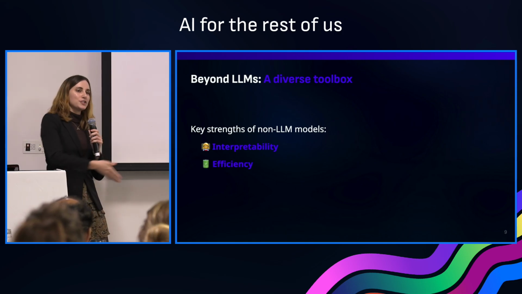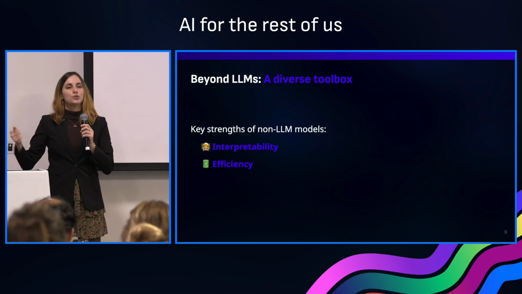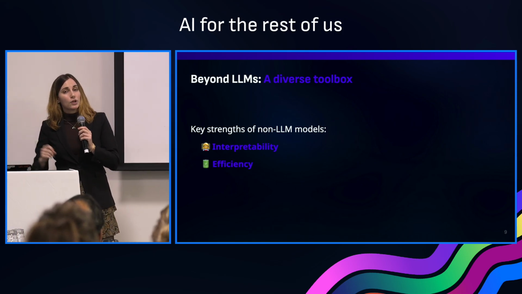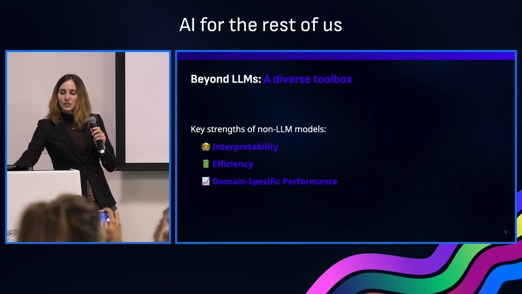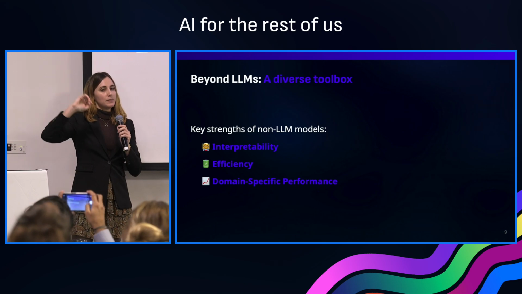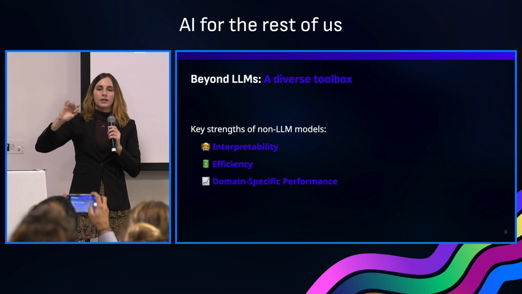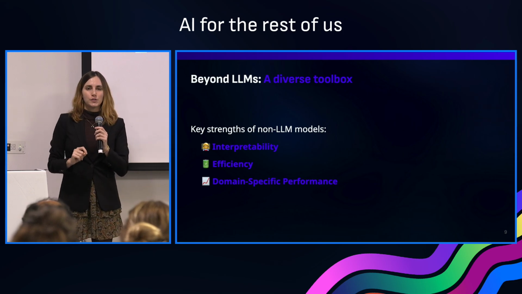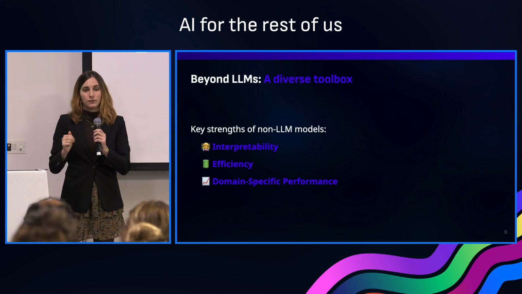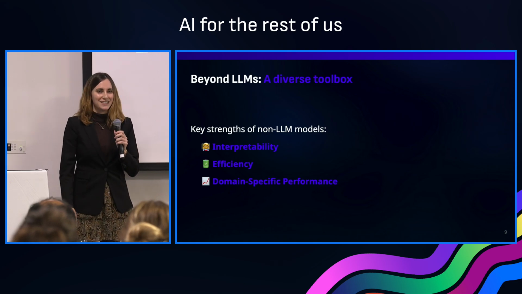Another one is efficiency. I mentioned this before, right? If we choose a non-LLM model, we can save a lot of money. And then also the domain-specific performance. I mentioned this before. Our accuracy, or whatever you're measuring, can increase greatly if we use a model that's actually built to solve your specific problem instead of just throwing an LLM at it and being done with it.